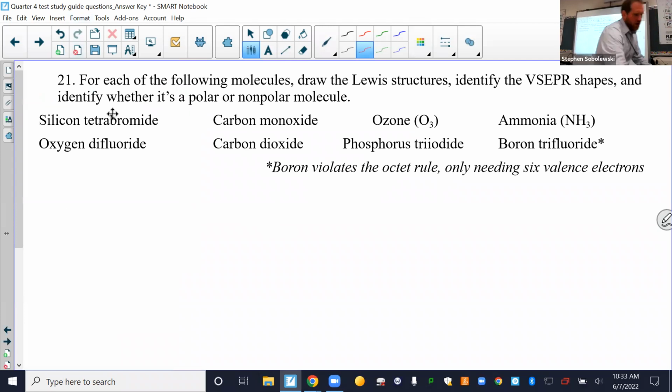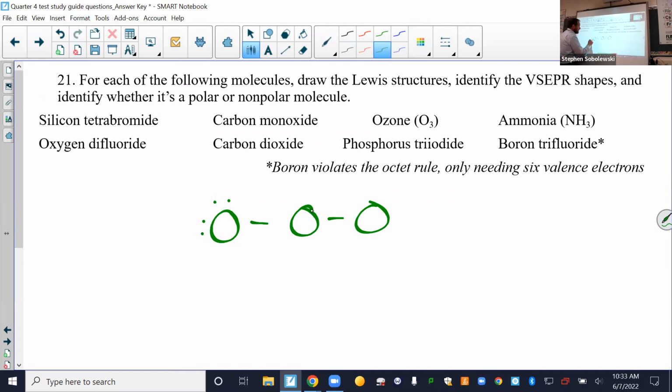Okay. Next, ozone, O3. All right, so we line up the O's like this. 1 in the middle, obviously. We put dots around these. Forget the 1 in the middle. The dots serve to satisfy the octet rule. So they each now have 8 electrons around them. 2, 4, 6, 8, 10, 12, 14, 16, 18, 20.